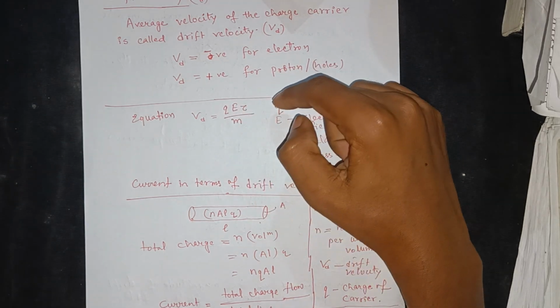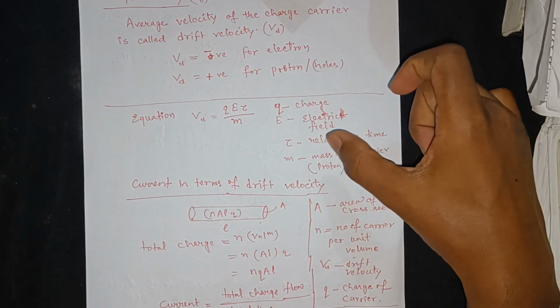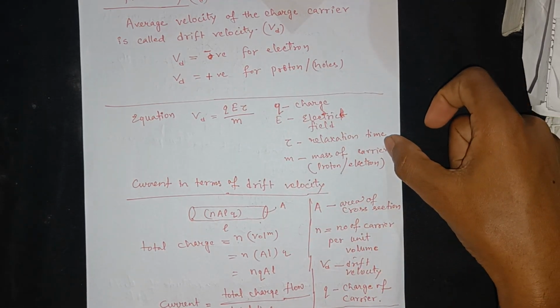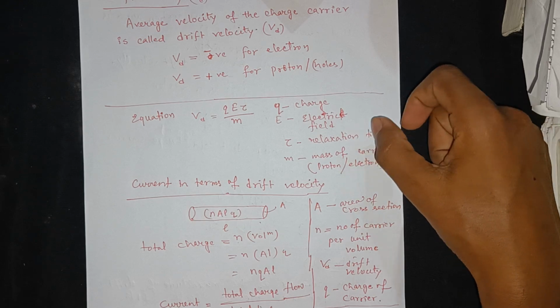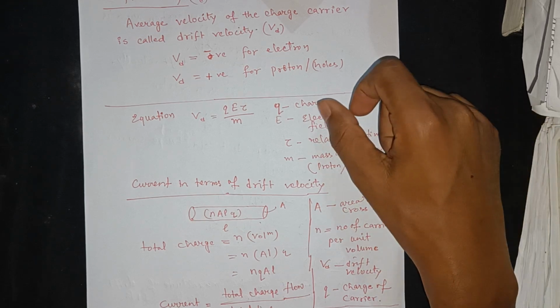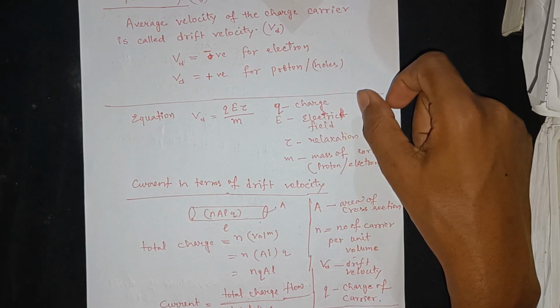vd is equal to q E tau by m. m is the mass of the charge carrier, that is proton or electron. Tau is the relaxation time, E is the electric field, and q is the charge on that charge carrier.